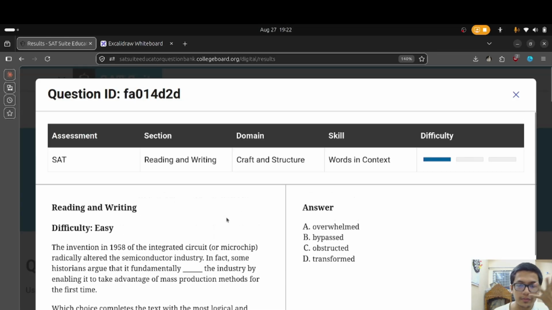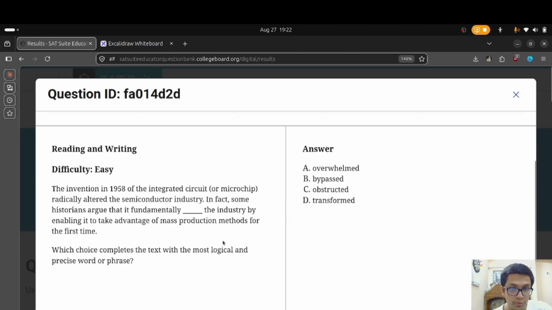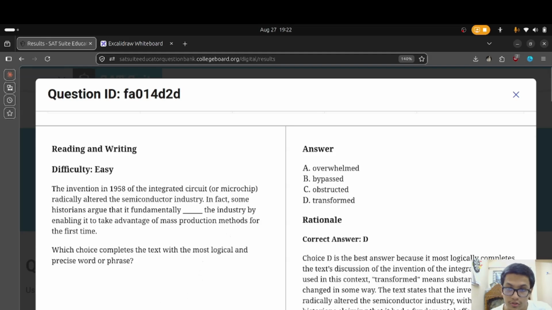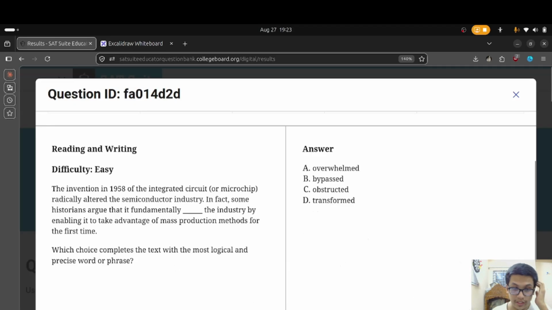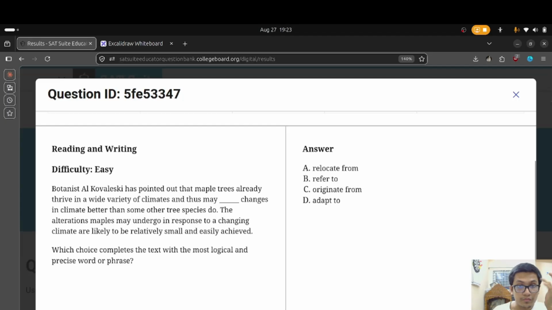We all know that semiconductors have transformed what we use, the mobile phone and others. So the answer should be obviously option C. Transforms, D, transform, option D. I was right. I did say the wrong options here.